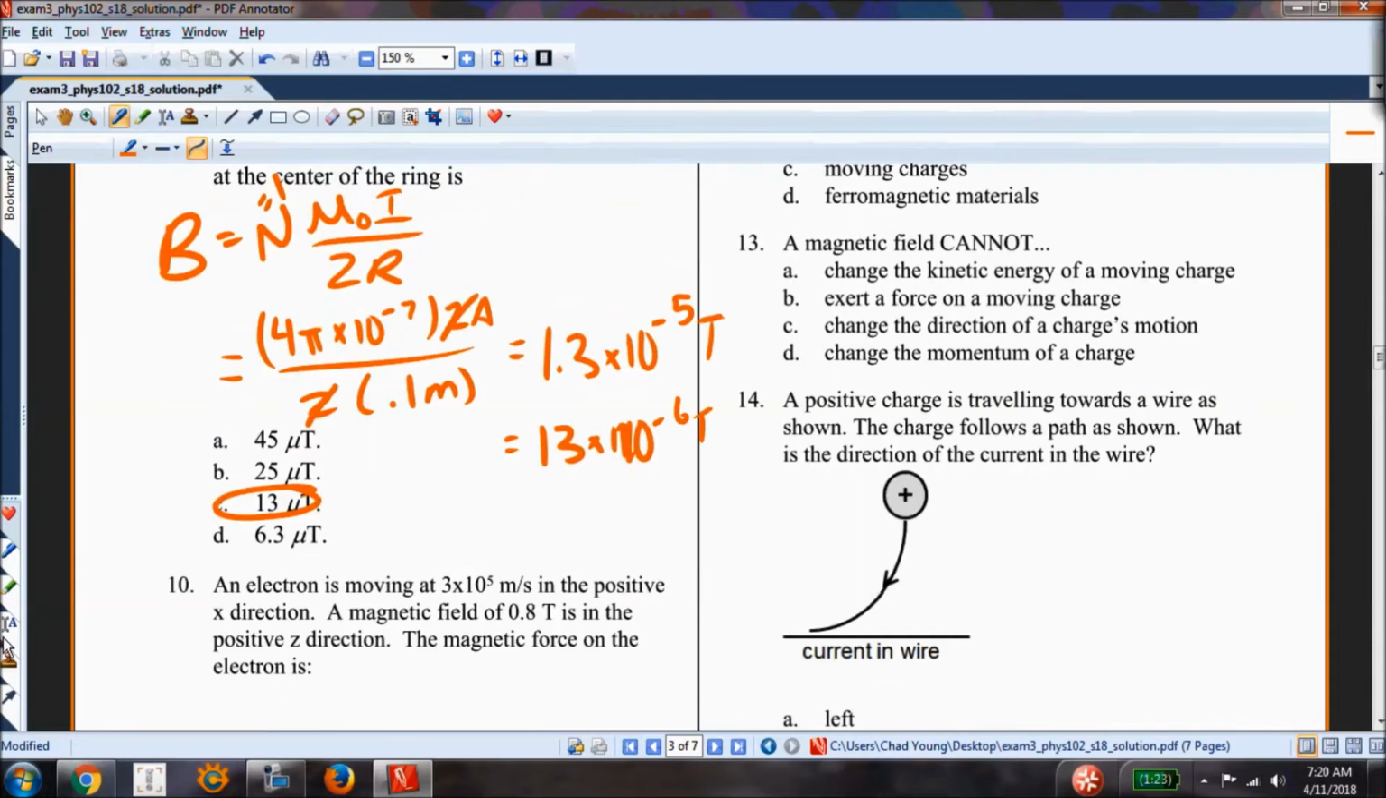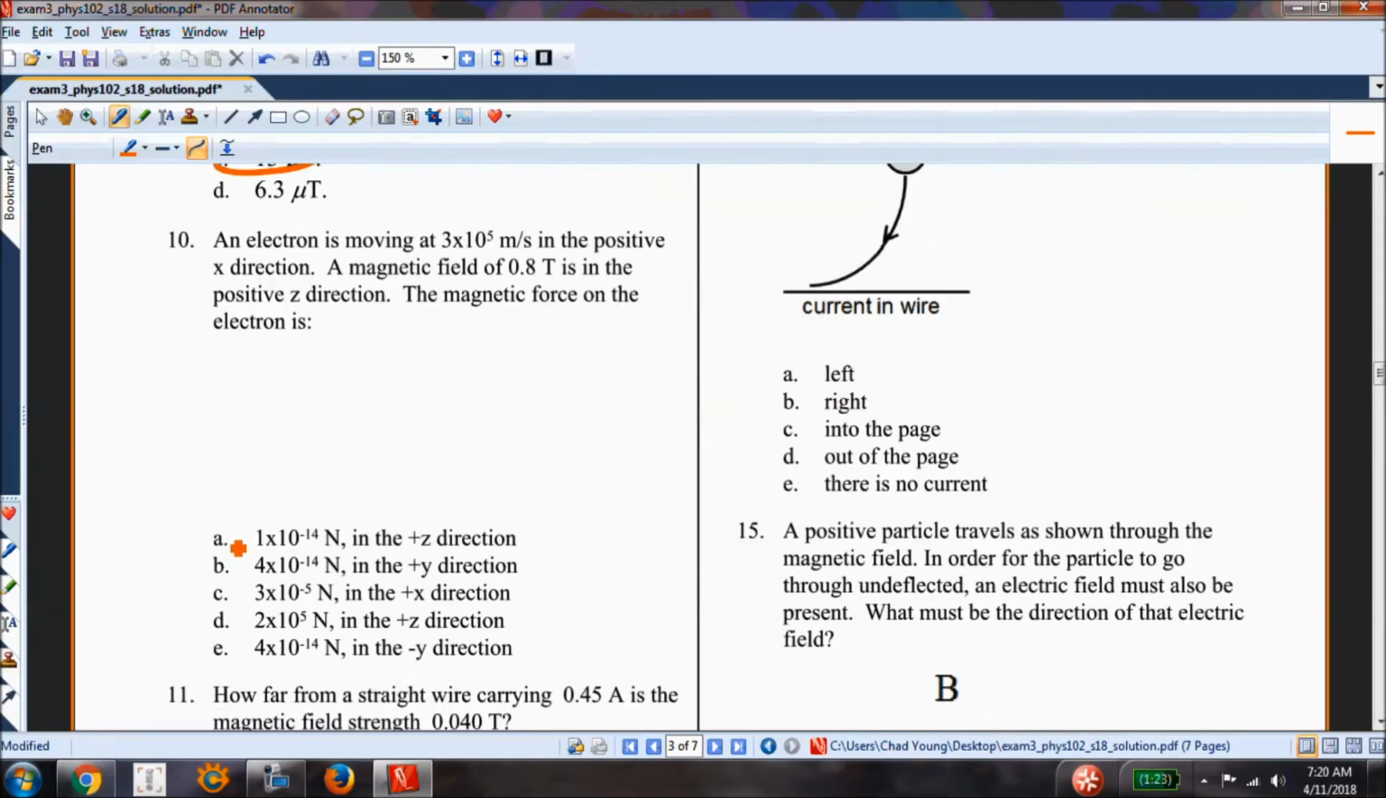By the way, this was an OpenStax question. An electron is moving at 3 times 10 to the 5th in the positive x direction. What is the magnetic force, in a magnetic field of 0.8 teslas in the positive z direction? Let's first just look for the direction of the magnetic force. My speed is in the positive x direction, that's v, my velocity rather. My magnetic field is in the positive z direction, so that's B.